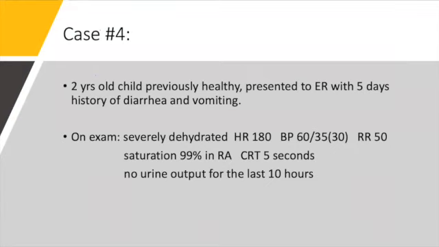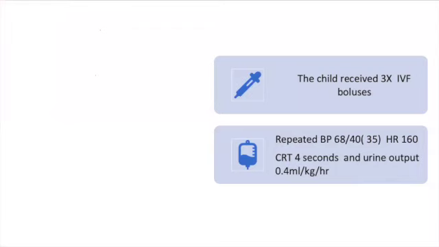So I believe this is a scenario you may see at a different degree or stage in your day-to-day practice, as GE and viral infection is common during the season. This patient received 3 IV fluid boluses, 20 ml per kg each. Then repeated vital signs show the child is still hypotensive, tachycardic. There is some improvement in capillary refill time, 4 seconds, and urine output. It was anuric, but now there is a very small urine output, around 0.4 ml per kg per hour.